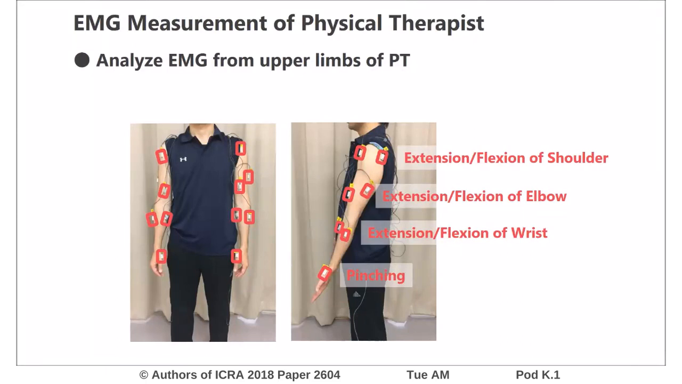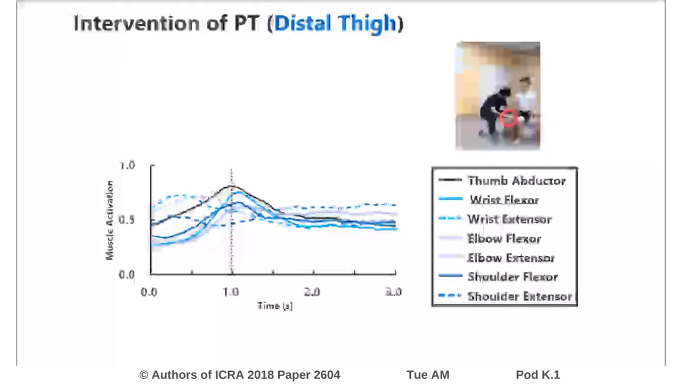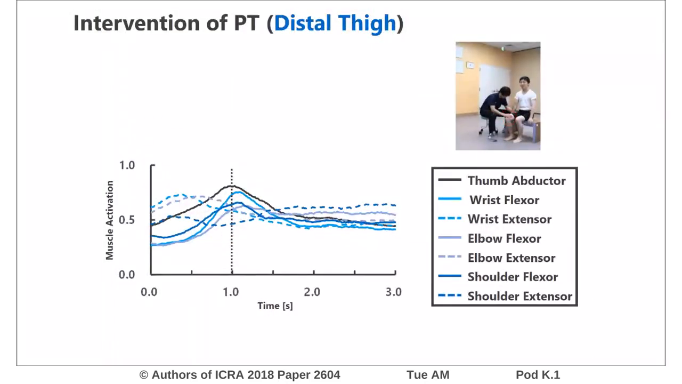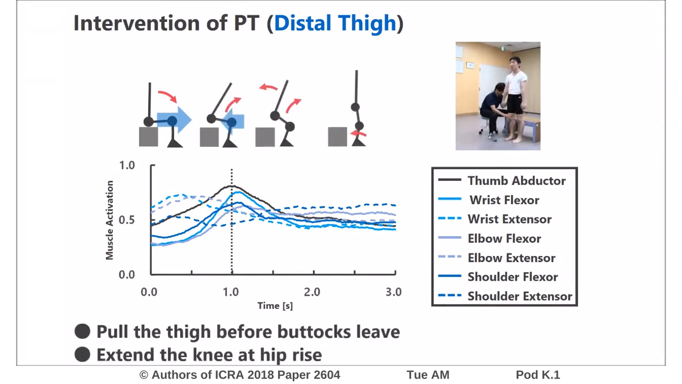We measured and analyzed EMG from the upper limbs of PT, to clarify how and when they intervene with patients. This graph is muscle activity of the PT's arm that intervenes at the distal thigh. This shows that the PT pulls the thigh before the buttocks leave, and extends the knee at hip rise.